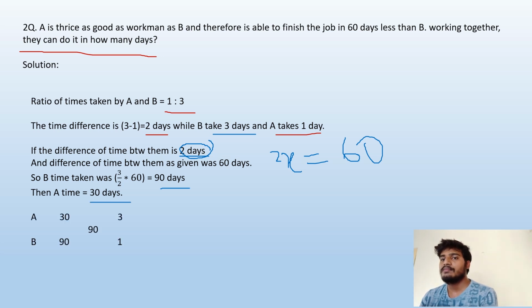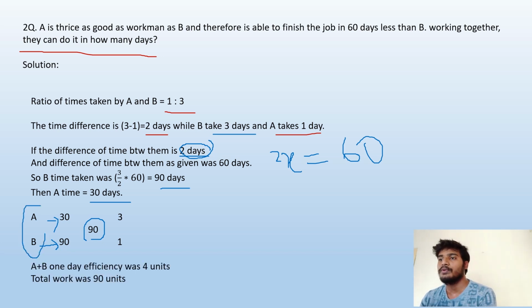Here the equation becomes: A can complete the work in 30 days and B can complete the work in 90 days. So the LCM of both 30 and 90 is 90. So the efficiency of A is 3 and the efficiency of B is 1. Combining the efficiency of A and B is 3 plus 1, that is 4 units. If the total work is 90 units, they can complete the 90 units of work in 90 divided by 4, that is 22.5 days.